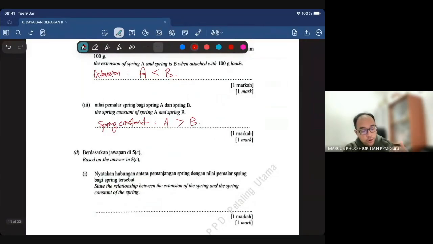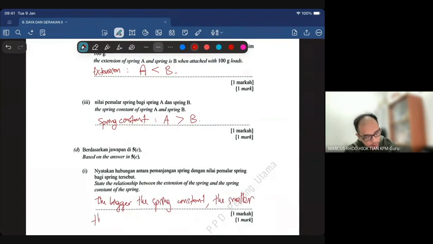So based on this, the relationship between extension and spring constant, same thing. Remember everybody, spring constant is the manipulated variable. It's an unchanging value. So the relationship that you write must start with the spring constant, not the extension. So the bigger the spring constant, the smaller the extension.